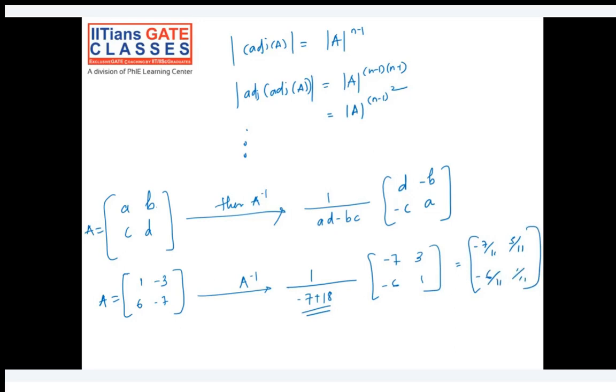So yeah, for 2 cross 2 it is very simple. So let's take a 3 cross 3 matrix: 2 0 1, minus 1 3 2, 4 0 5. The process is the same. A inverse is equal to 1 upon determinant of A times adjoint of A.